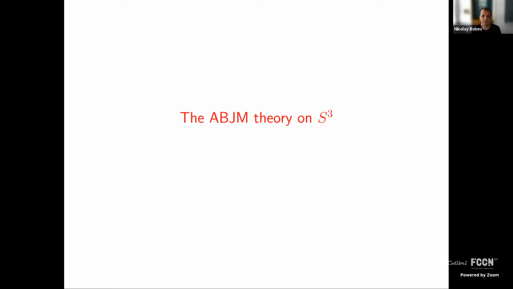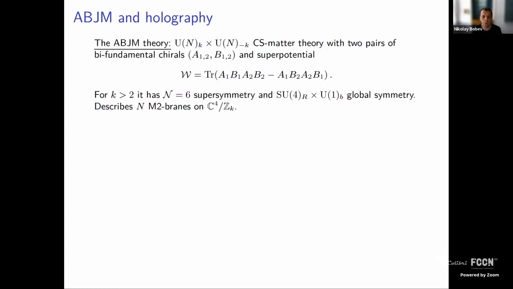Okay, so first of all, what is the ABJM theory? Very quickly, it's a three-dimensional Chern-Simons matter theory. It has two gauge groups, U(N) times U(N). The Chern-Simons levels are equal and opposite, labeled by the integer k. This ensures that the theory has parity. In addition, the theory has a certain type of matter multiplets, bifundamental chiral superfields in N=2 notation.